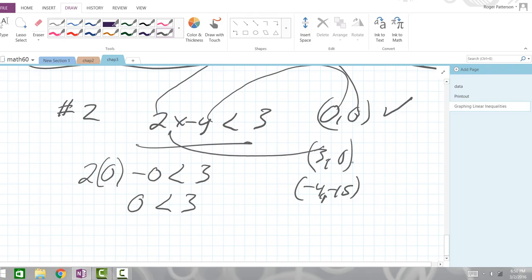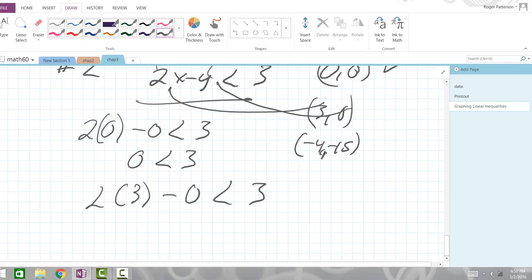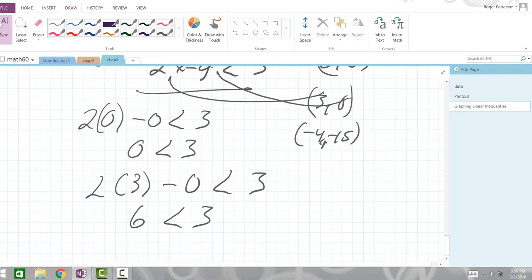All right, let's try this one. So now we're going to go 3, 0. 2 times 3 minus 0 less than 3. 6 less than 3. 6 is less than 3, we're saying false. So that one's not one. I'm just taking these points, substituting them in, checking to see if it works.